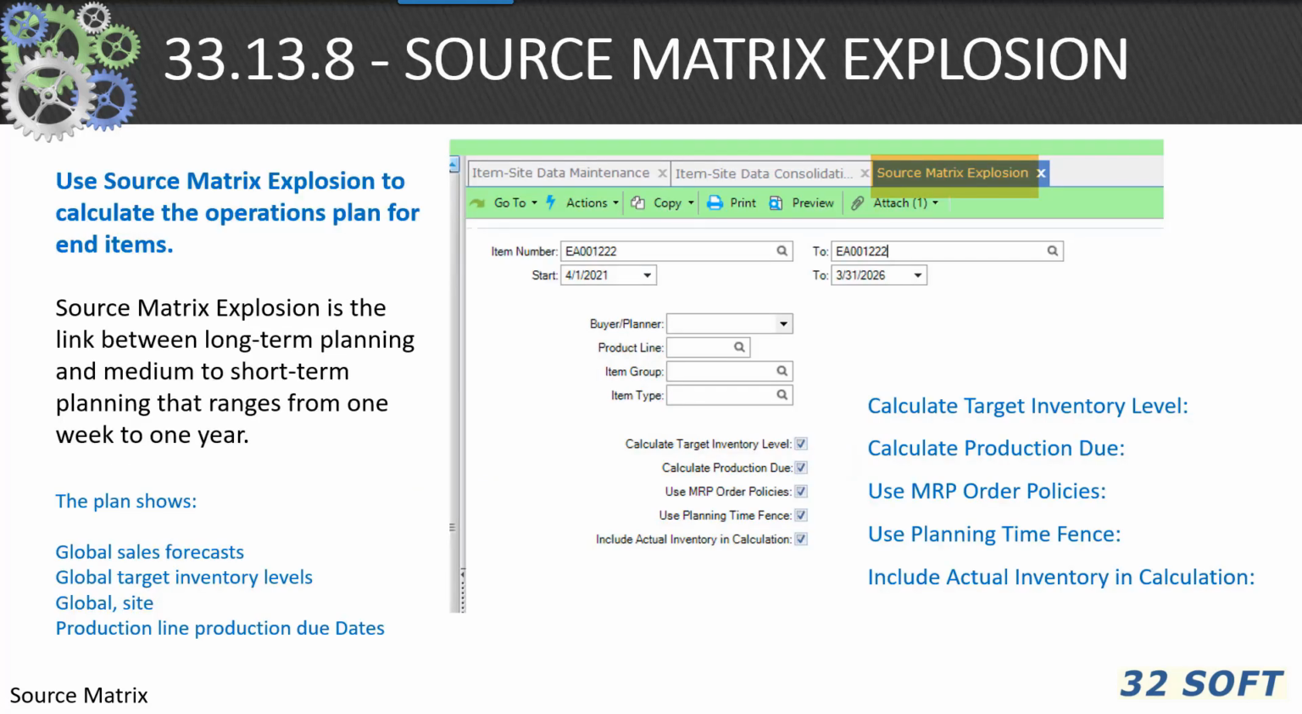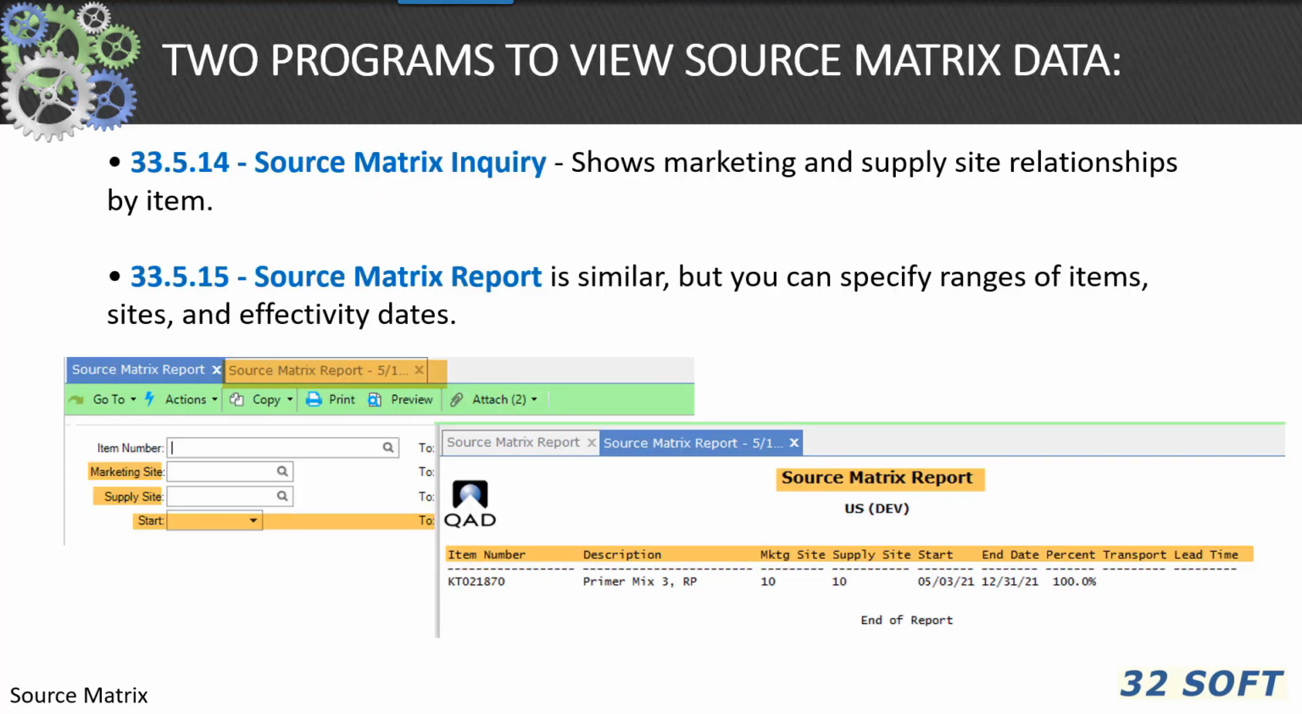The 33.13.8 source matrix explosion is used to calculate the operations plan for end items. The source matrix explosion is the link between the long-term planning and the mid to short-term planning, which usually is from about a week to 1 year. And this shows the calculated target inventory, calculated production due. You can use MRP order policies or planning time frames, or you can actually use actual inventory in the calculation. Two programs to view this, 33.5.14 and 15.